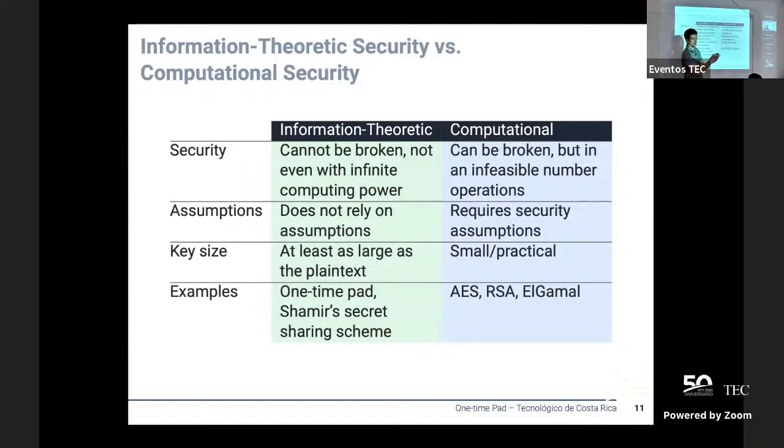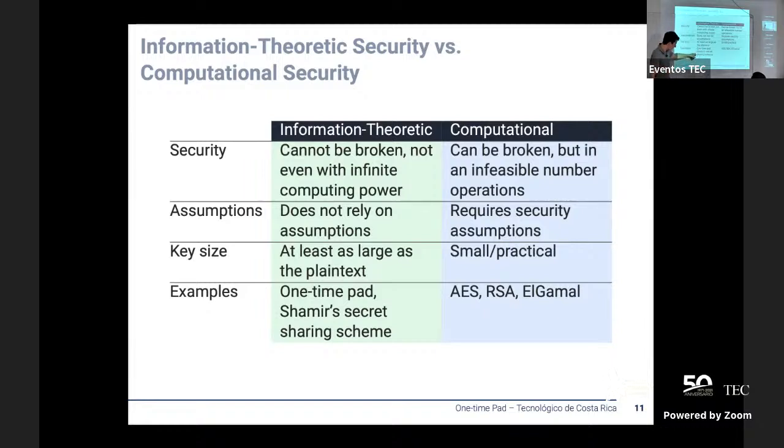We can find super small keys. For RSA, it will be maybe 4,000 bits long. For AES, it will be just in the order of 256 bits, or maybe even half of this. So this is a very low number of bits, and we can already achieve something like computational security. In the last row there are some examples. We have already seen one example of an information theoretic security scheme. That was the one-time pad or Vernam cipher.